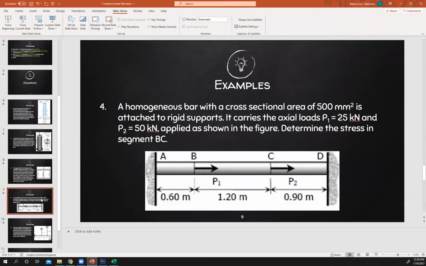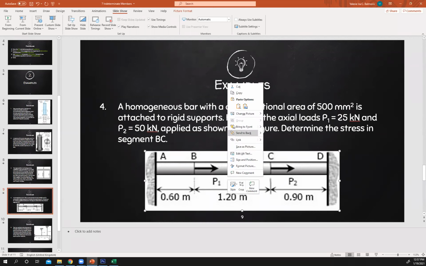Homogeneous bar with a cross-sectional area of 500 millimeters squared is attached to rigid supports. It carries the axial loads 25 kilonewton and 50 kilonewton applied as shown in the figure. Determine the stress in segment BC. So we're looking for stress in segment BC.